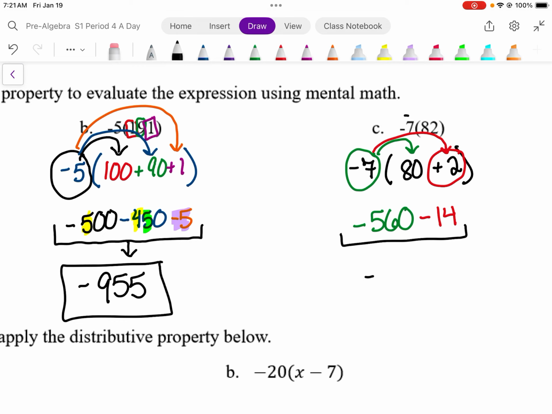So we would have -574. So if your answer wasn't right that you did on your own, just go ahead and fix that before you move on to the next problem.